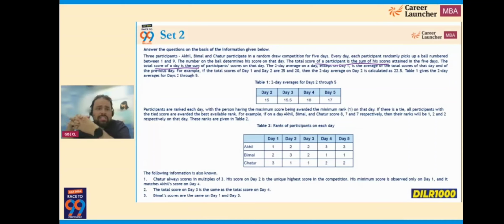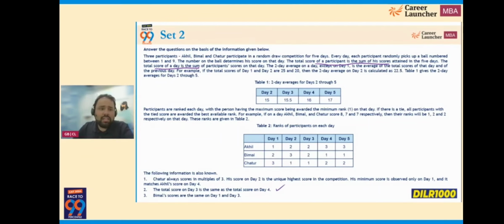For example, if the total scores of day 1 and day 2 are 25 and 20, then the 2-day average on day 2 is calculated as 22.5. Table 1 gives the 2-day averages. This info I'm absolutely clear with. And I also know that because of this statement I will get day 1, day 2, day 3.